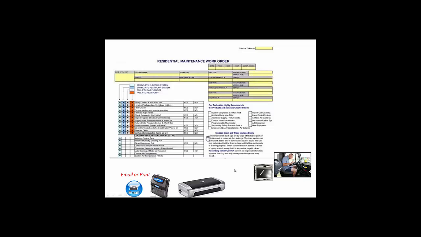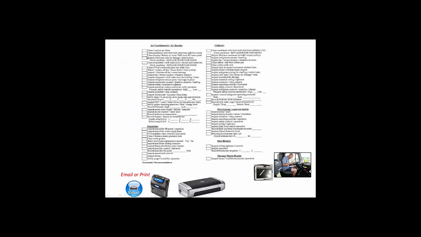Other examples from some of our customers, in this case a maintenance work order form, where this form was automated with hotspots to allow the technician to just click and it automates and puts checks in these boxes. Another form example, the same type, is a maintenance checklist form.